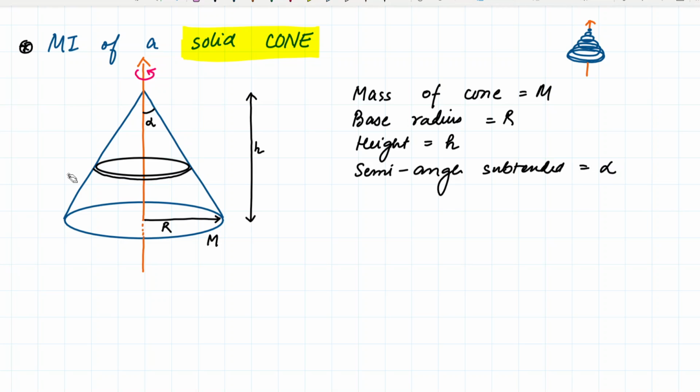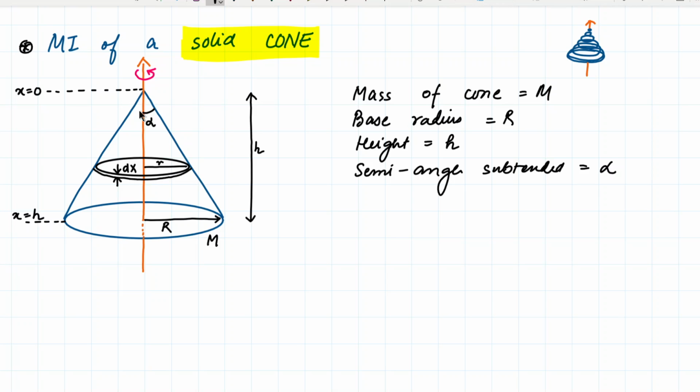Okay, so let me take a random disk here. The disk having a radius of small r, and let it have a width of dx, and we need to choose some kind of a reference frame for x. You can either choose the base or the top vertex. Let me choose the reference frame for x to be at the top. You may have chosen the base, it's perfectly all right, doesn't matter. And this is x equal to h.